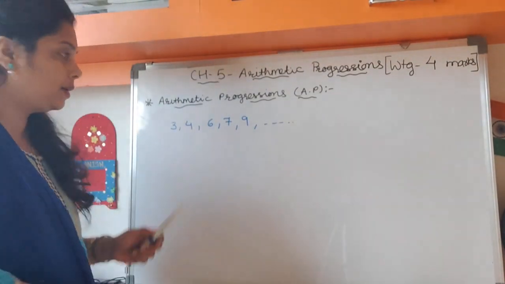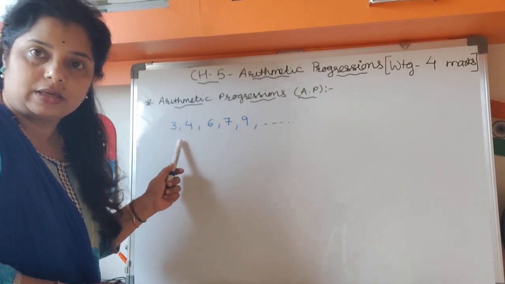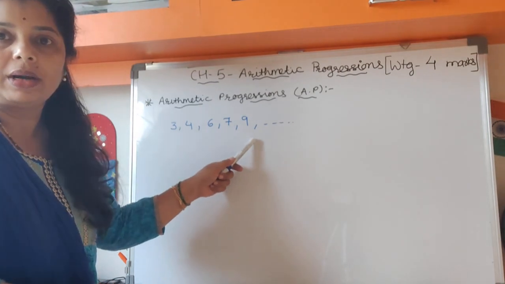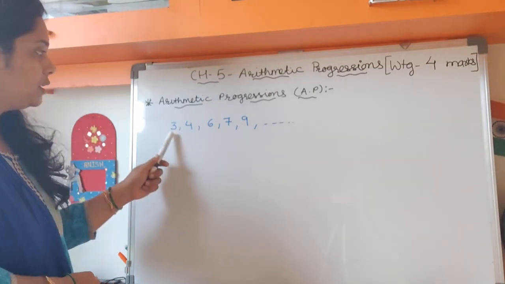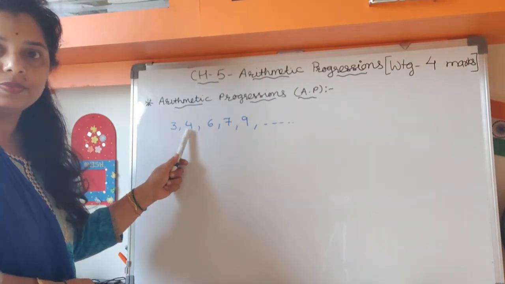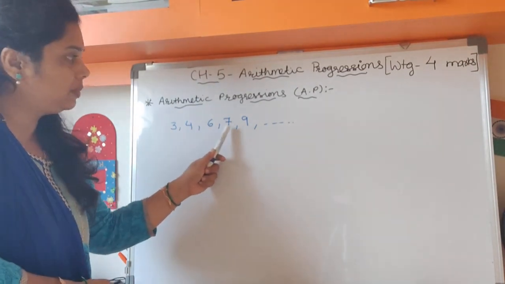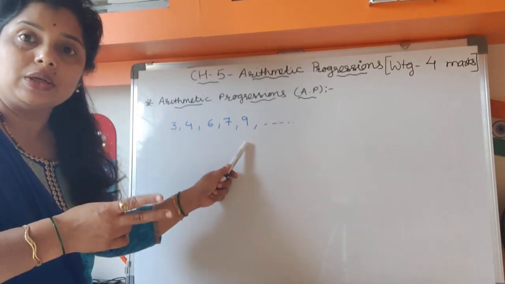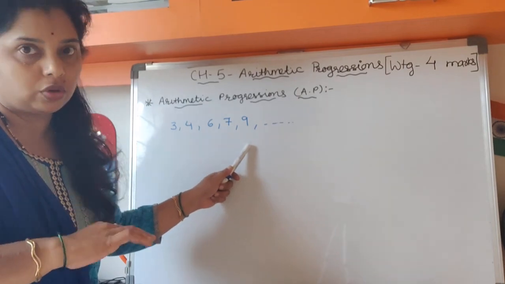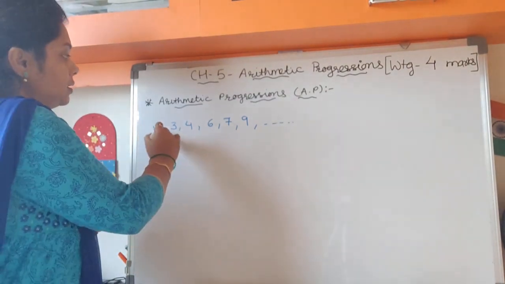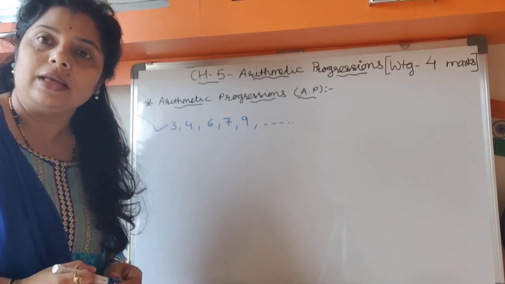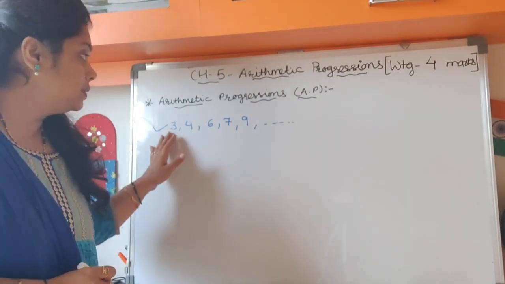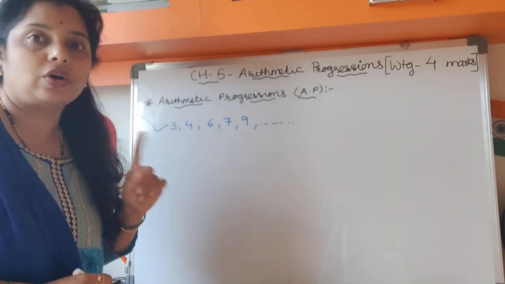Now I have taken one example, a list of numbers, or we can say a sequence: 3, 4, 6, 7, 9, and so on. If you see, this is the first term, this is the second term, this is the third term, this is the fourth term, and this is the fifth term. So let's see whether the difference between two consecutive terms is the same or not. If it is the same, then we call this sequence an AP, arithmetic progression. If the difference is not the same, then this sequence or list of numbers is not an AP.